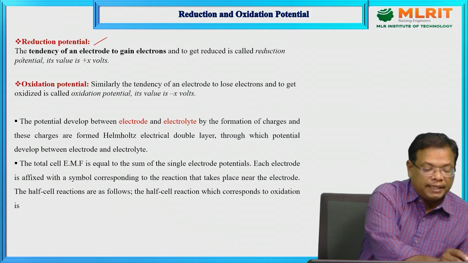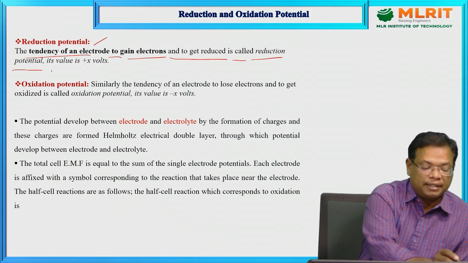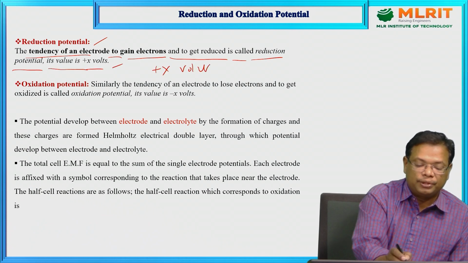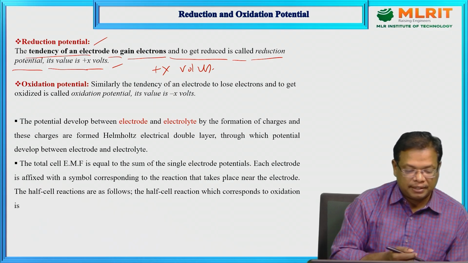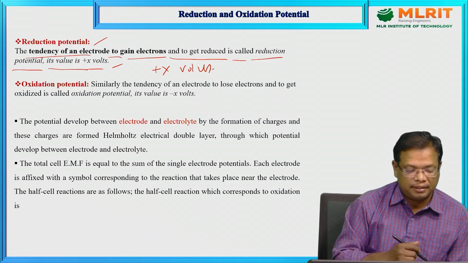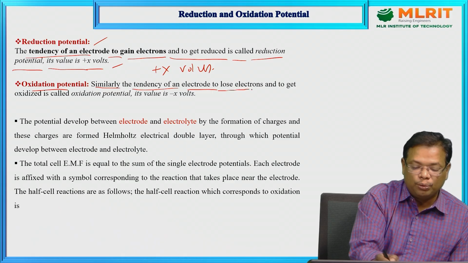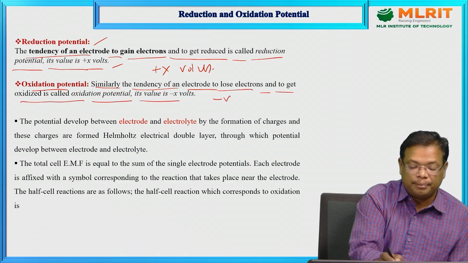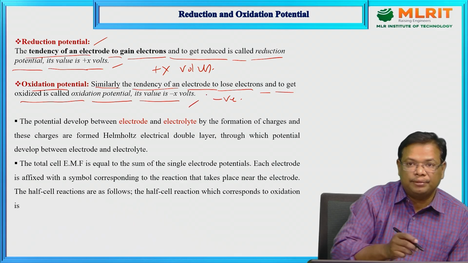Reduction potential. The tendency of an electrode to gain electrons and get reduced is called reduction potential. Its value is plus x volts. As we know from the previous slides also, the tendency of electrons to be gained by any metal is called reduction. Oxidation potential. Similarly, the tendency of an electrode to lose electrons and get oxidized is called oxidation potential. Its value is minus, negative volts. It is assigned a negative sign.